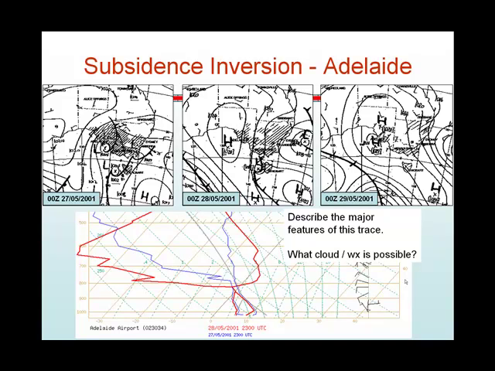Stop the video now and describe the major features of this trace. What cloud and weather do you think is possible?